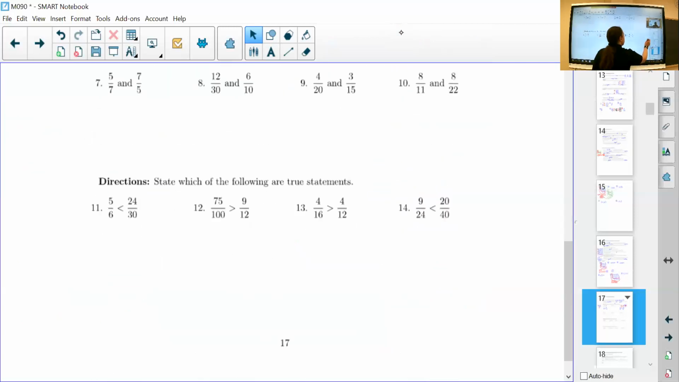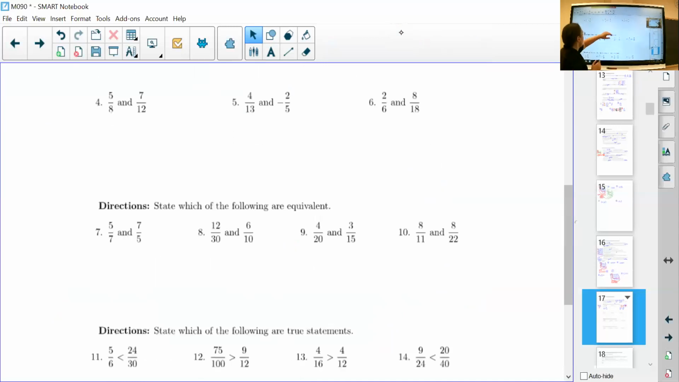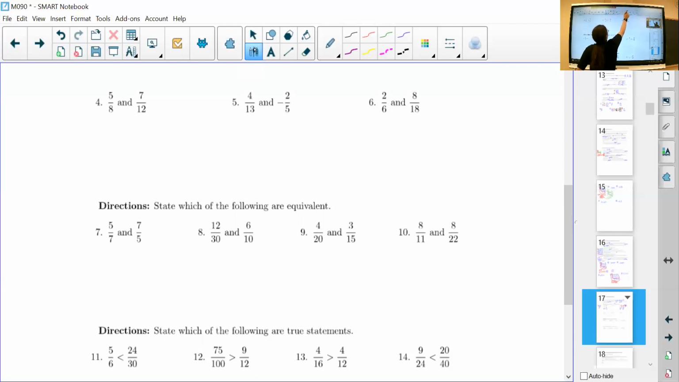And then we have 4 through 6 as well. And I'll tell you there's a similar thing that can be done in number 5. We can make an argument, kind of like the proper-improper distinction, but a little different. Think about that one. As always, you can pause to do it now or do it later. State which of the following are equivalent. Are these equal? Are these equal? Are these equal? Are these equal?